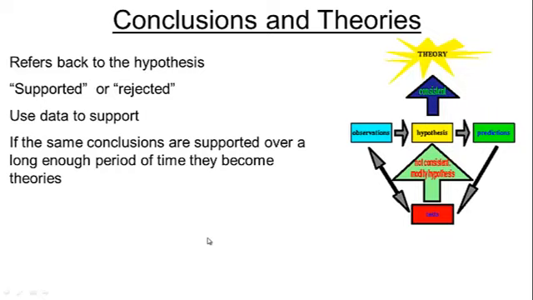Now, conclusions are drawn based on experimental research. If the same conclusions are supported over a very long period of time with lots and lots of experimentation and observation, they become what we call theories. Scientific theories play a huge role in our understanding of the natural world. And what we're going to see here next is a really interesting video that sort of highlights the importance of theory and differentiates between theories in science and theories in everyday language. So let's take a look at that video, and then we're going to wrap up with the characteristics of science.